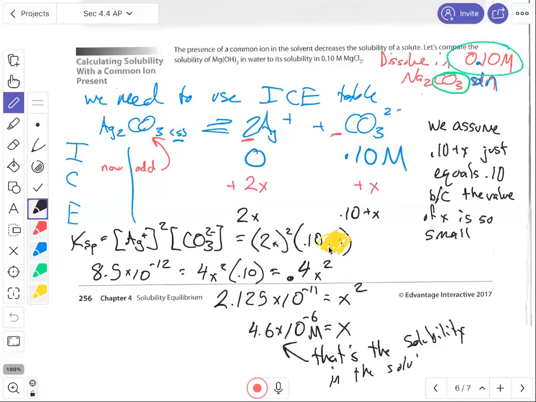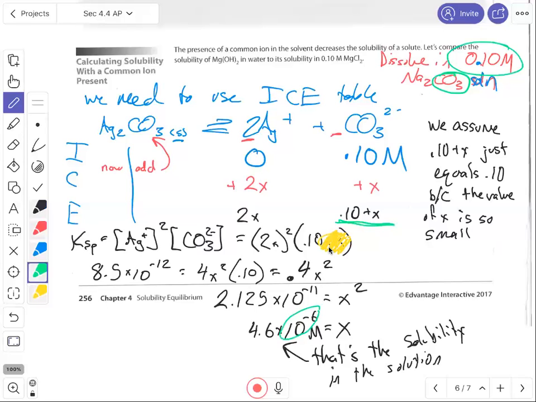Now you see the value of x and how small it is, times 10 to the negative 6. If I had subtracted this off of the 0.10 amount, it would essentially still be 0.10. Does that make sense? Yes. Okay, so that's why we get to ignore the plus X for the common ion, because it's essentially the exact same number. The value of X is going to end up being so small it does not matter.